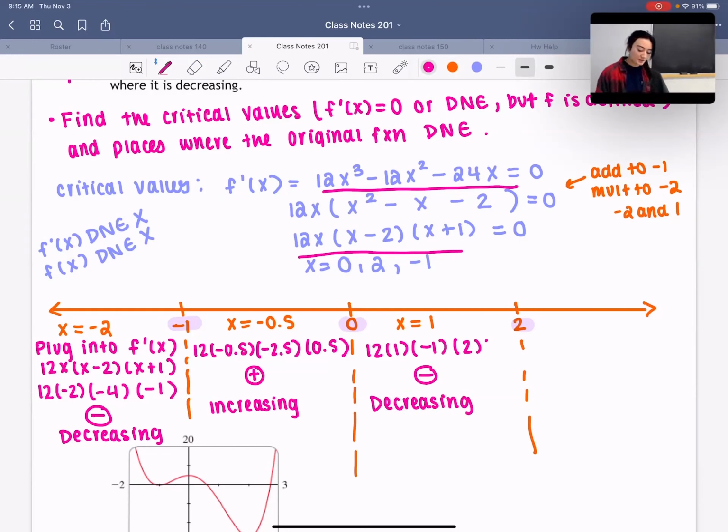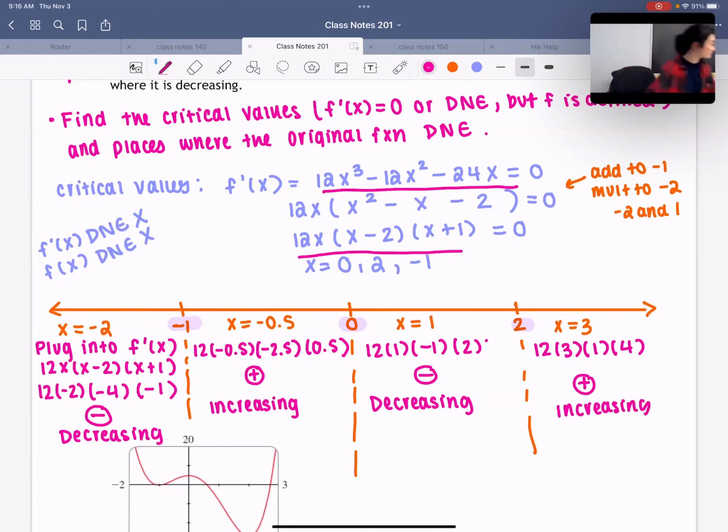And then I'm just going to pick a 3, a number bigger than 2. So I've got 12 times 3, times 3 minus 2 is 1, and 3 plus 1 is 4. So this is increasing. I know I wrote really fast there, so I'll give you like 2 seconds to write that down.